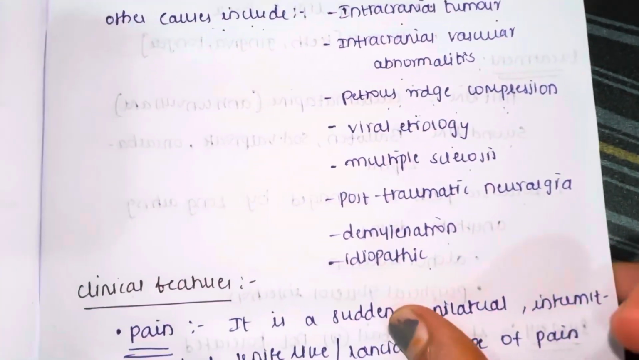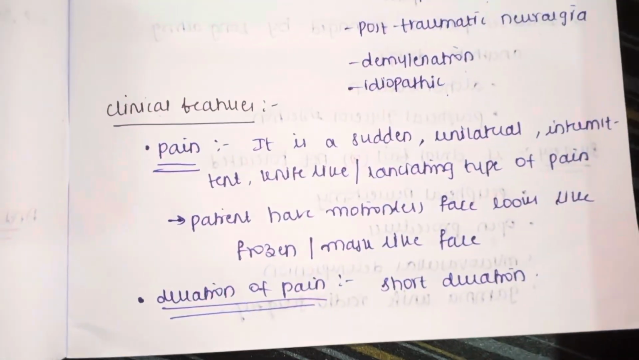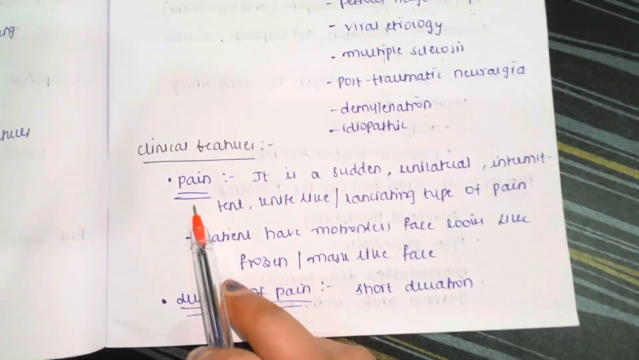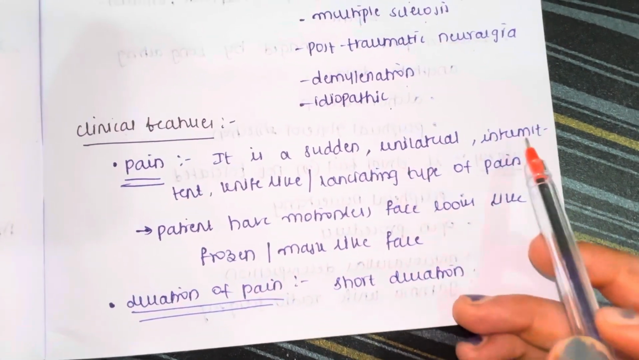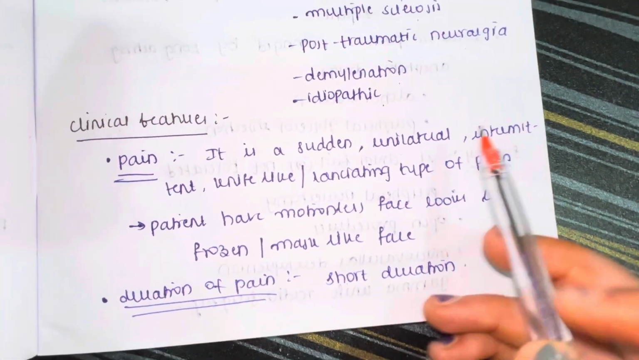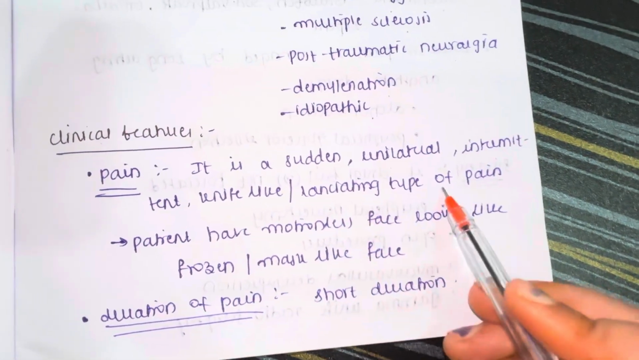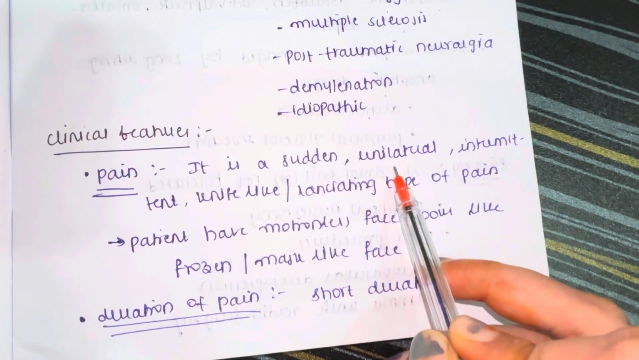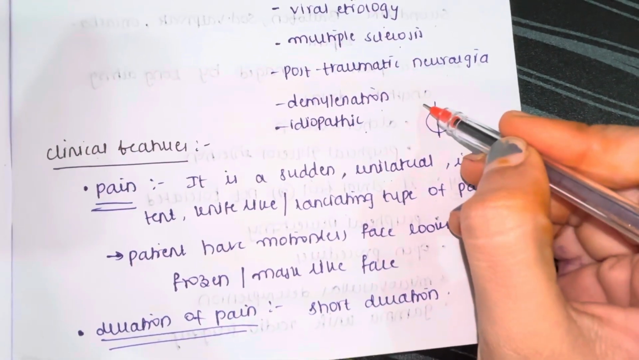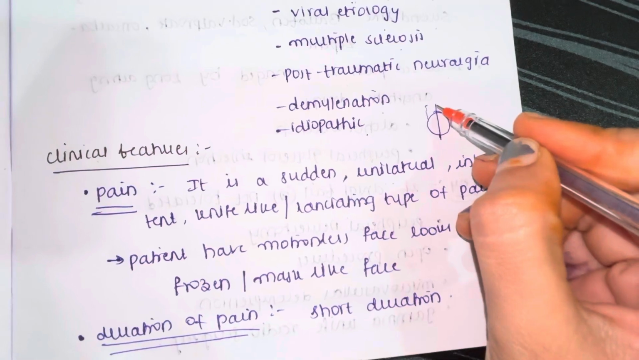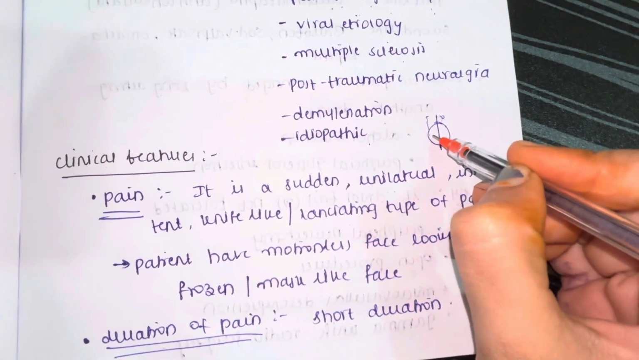Okay. Now we'll learn about the clinical features. The most common clinical feature is pain. The type of pain is sudden, unilateral, intermittent, on and off. Knife-like or lancinating, as I just told you. It occurs mostly unilaterally only. If this is the face, it occurs only on one side. Rarely it will cross the midline and travel to the other side. So mostly it is unilateral only.